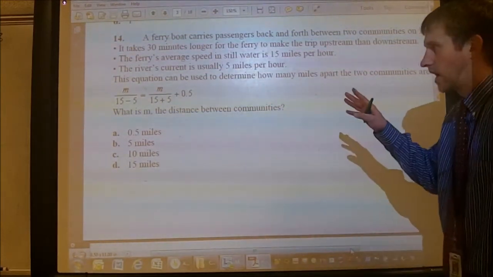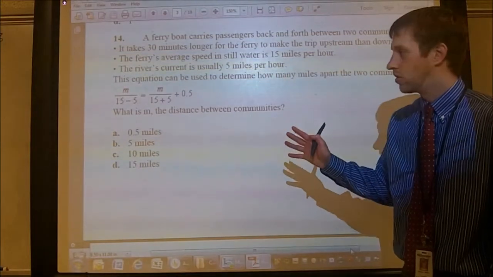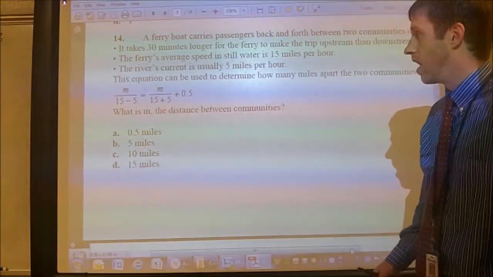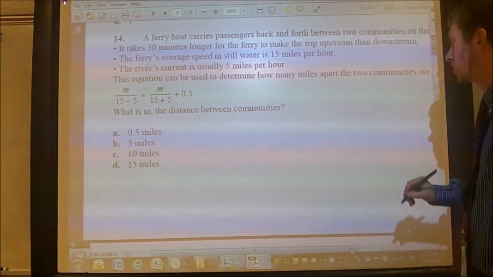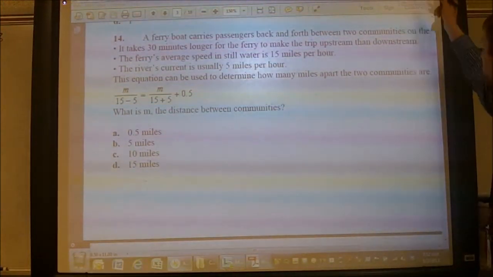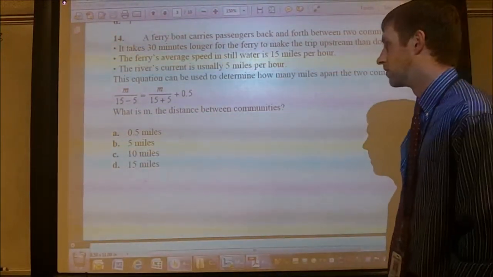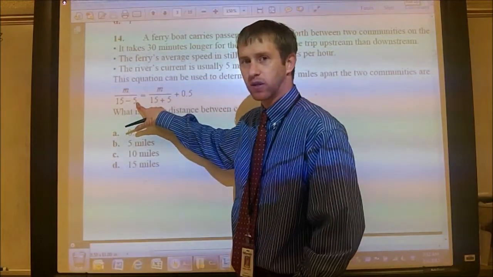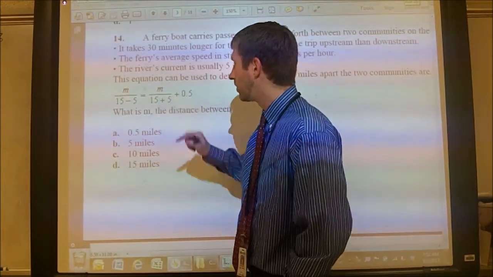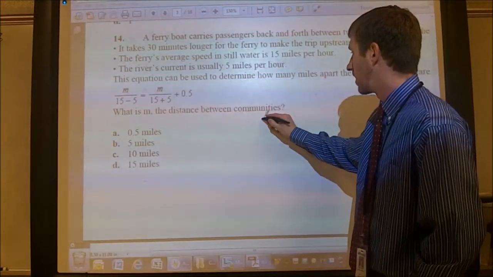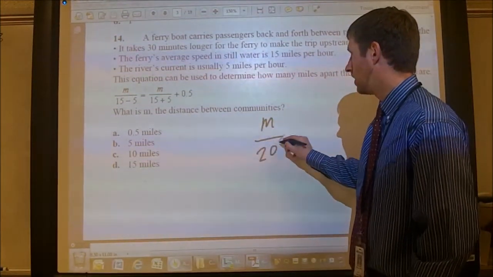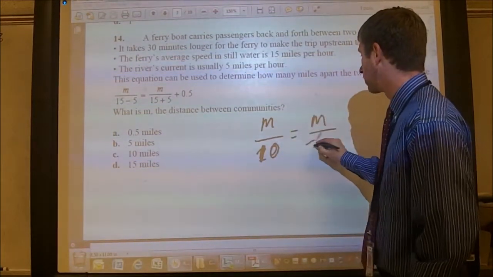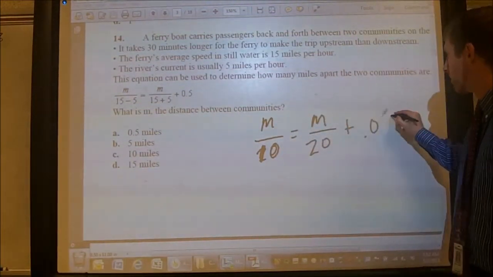All right, so like the last one, a couple strategies you can use. You could plug in your answers, right, and see which one works out correctly. Or you can solve the equation. Since the last one I used the plug-in strategy, this one I'll go ahead and solve it to show that here. I can simplify this a little bit, right? 15 minus 5 and 15 plus 5, we can simplify that. So we should have M over 10, right, equals M over 20 plus 0.05.